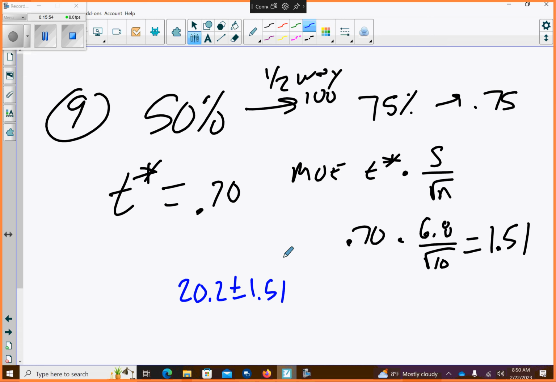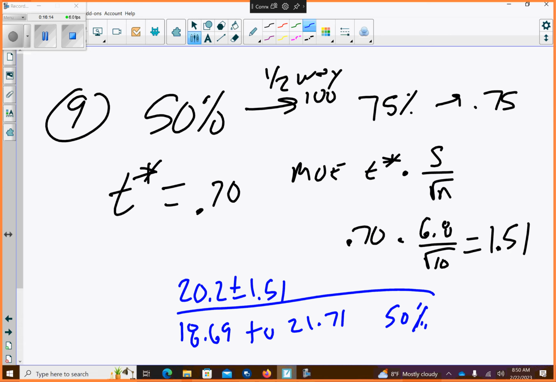oops, wrong one. 20.02 minus 1.51 is 18.69 all the way up to 21.71. So we are 50% confident. We are 50% confident that our parameter or our mean would fall between 18.69 to 21.71 if I kept doing a random sample of 10 students out of this particular high school to see their ACT score.